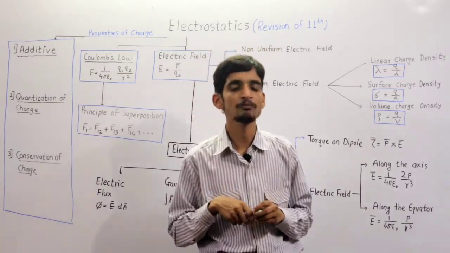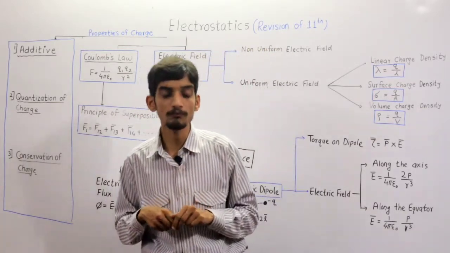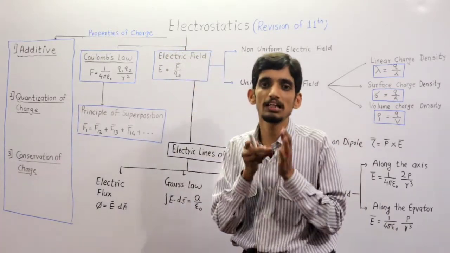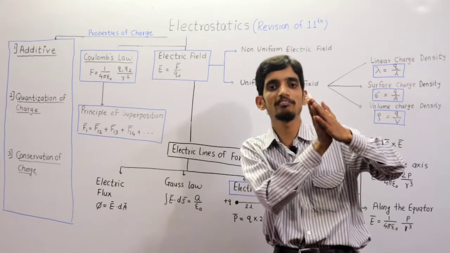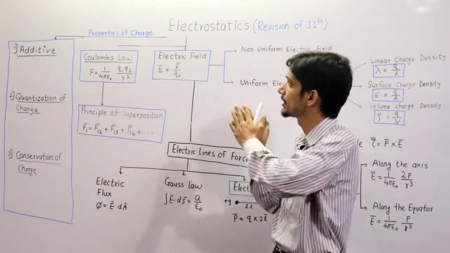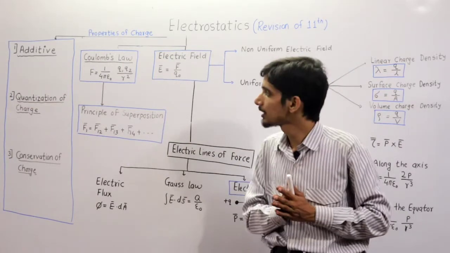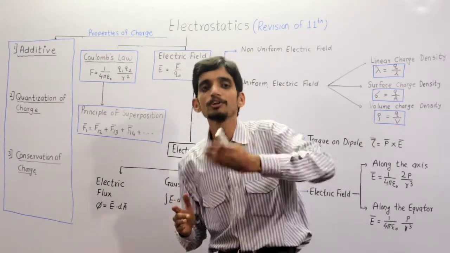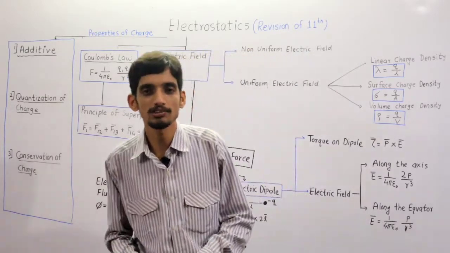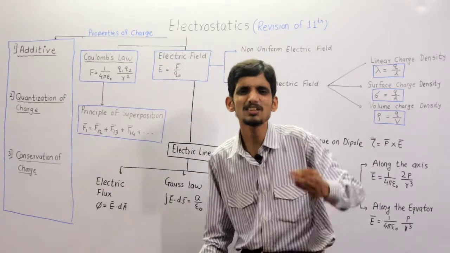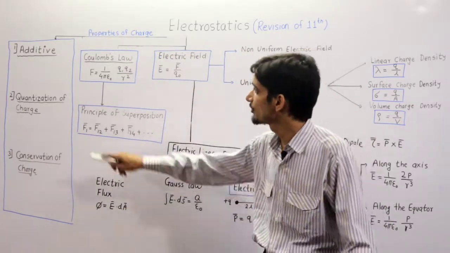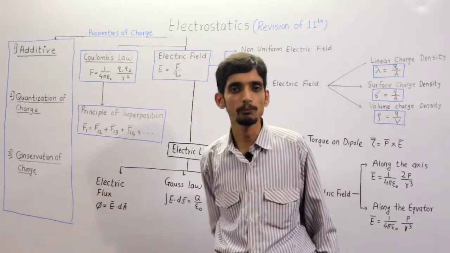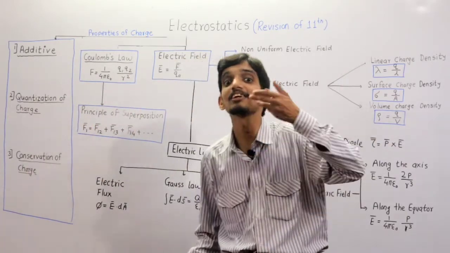Clear? Okay. Now listen here. Now we have to discuss electrostatics with respect to the 11th portion in a short, quick revision manner. There are some properties of charge that were covered in the 11th portion. What are the properties of charge? First one is additive property of charge, second one is quantization of charge, third one is conservation of charge.